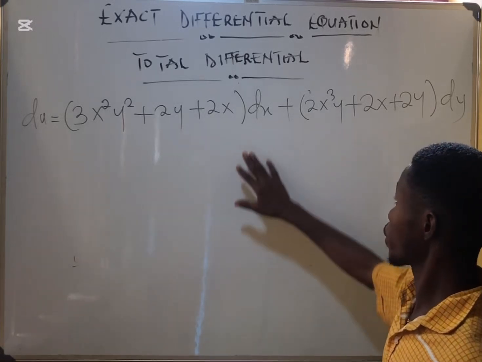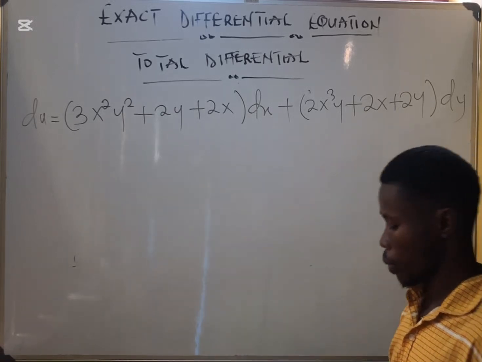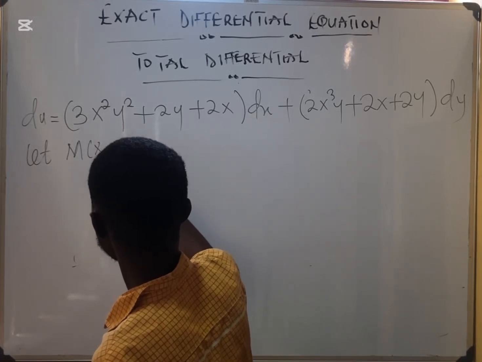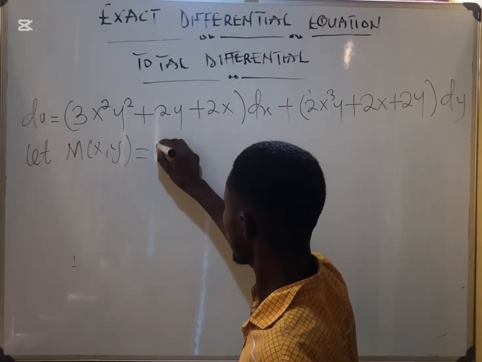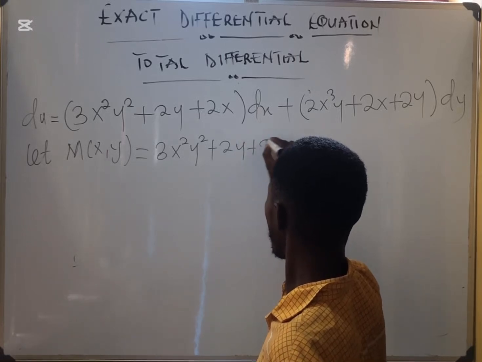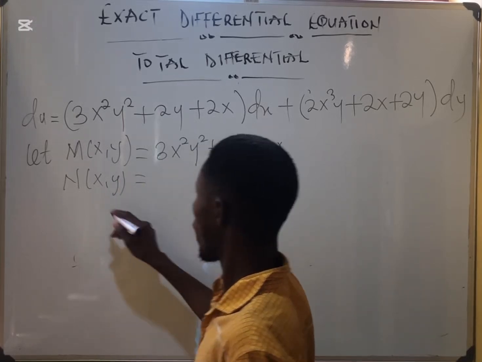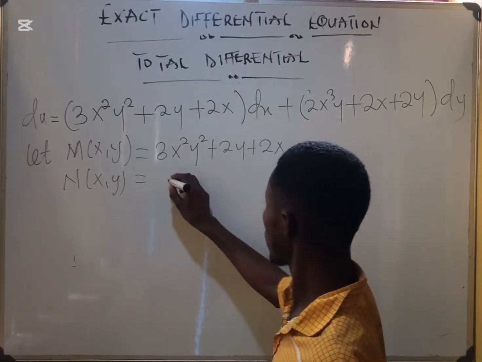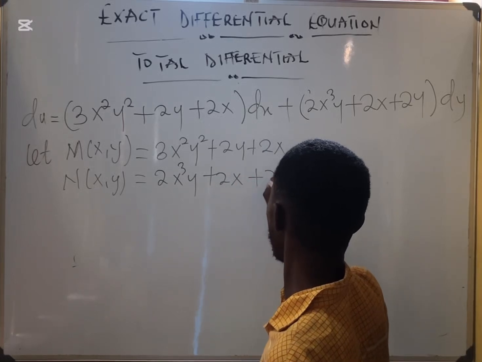Okay, so now let's look at this. This is what we just finished solving, the first example. Now, if we let m of x, y, a function of x and y, be equal to the first one, which is 3x squared y squared plus 2y plus 2x, and we let n of x, y, a function of x and y, be equal to the other side, which is 2x cube y plus 2x plus 2y.